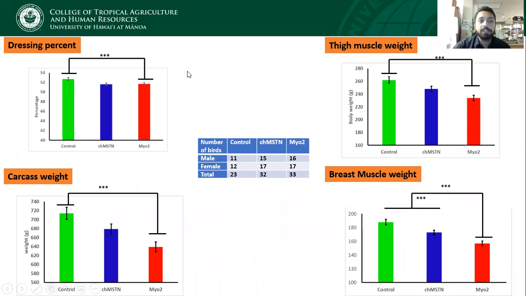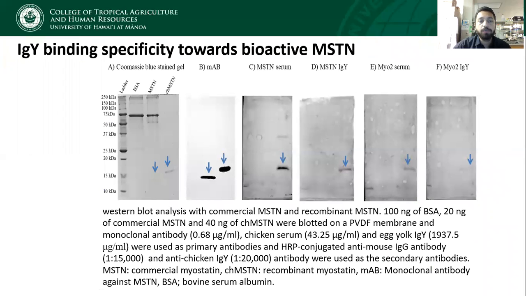Other carcass parameters like dressing percentage, carcass weight, thigh muscle weight, and breast muscle weight were also significantly smaller in the myo-2 group of birds, while there was no such difference between control and recombinant myostatin group of birds. But the breast muscle weight among the recombinant myostatin group of birds was significantly smaller as compared to that of the control group of birds.